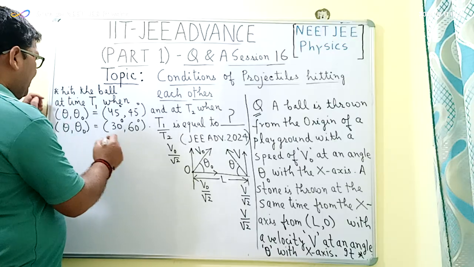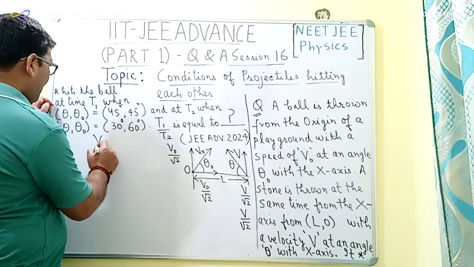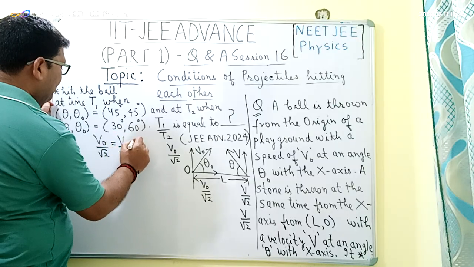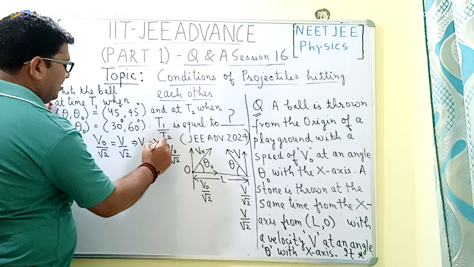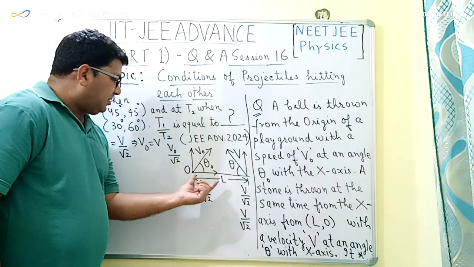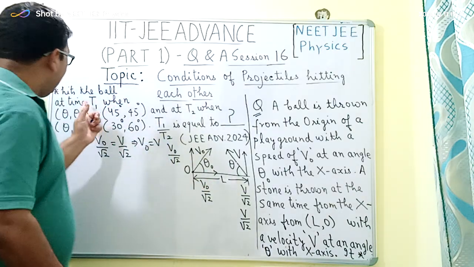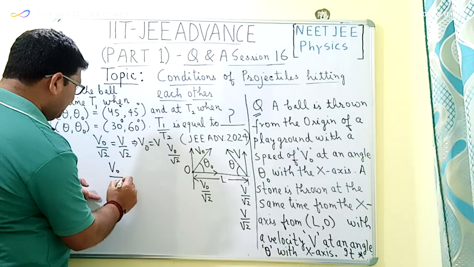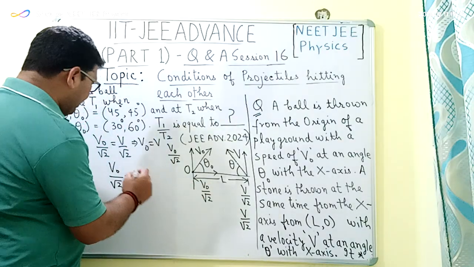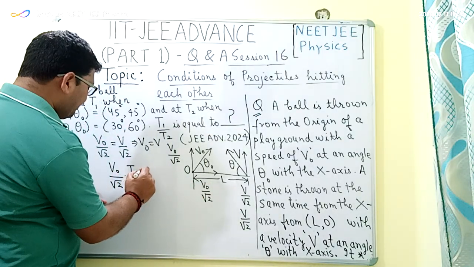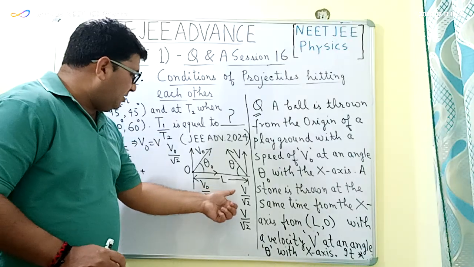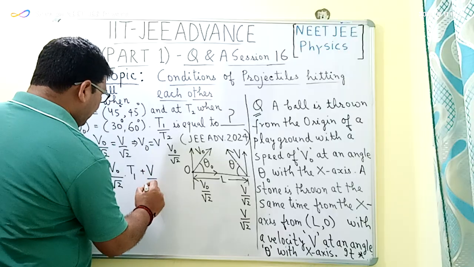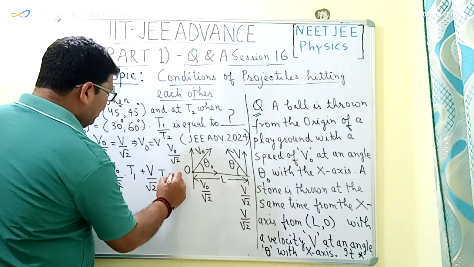So in the first case, v naught upon root 2 should be equal to v upon root 2, or we can simply say that v naught should be equal to v, first thing. Now the horizontal distance traveled by this ball in time t1 will be equal to v naught upon root 2, the velocity in the horizontal direction, multiplied by the time, plus the horizontal distance traveled by the stone, which would be equal to v upon root 2 t1, and this should be equal to L.